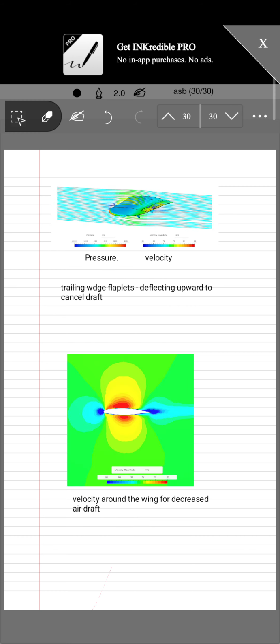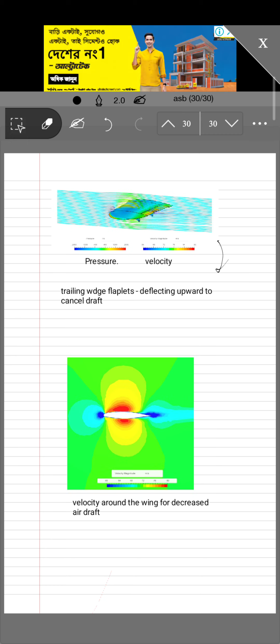And this is the pressure and velocity distribution surrounding that flaplet. This trailing edge flaplet deflects upward to cancel the draft. So the draft itself moves the flap, to transfer the draft. And this is how the velocity around the wing with decreased air draft looks.